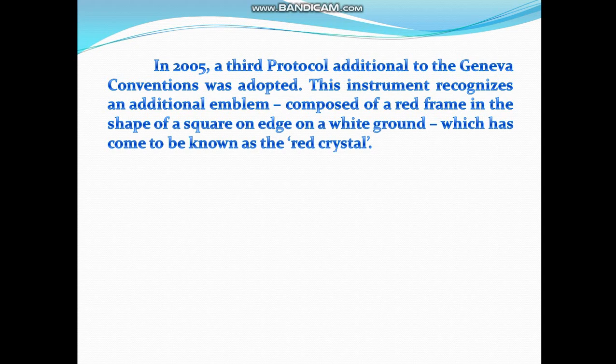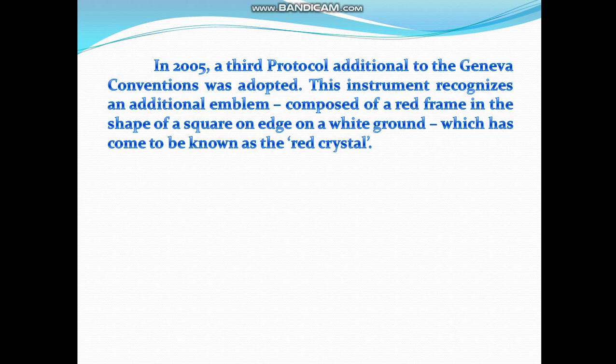In 2005 actually, there was a third protocol additional to the same Geneva Conventions. So what is this third protocol? We always hear about the two additional protocols, but what about the third one? It is an instrument that recognizes an additional emblem. The emblem is the insignia which we use to define that a place is protected under IHL, so that any soldier cannot attack this place since it is protected and is an illegitimate target. The evidence that it is protected is that it displays the emblem, which defines this place as a protected object or protected person.